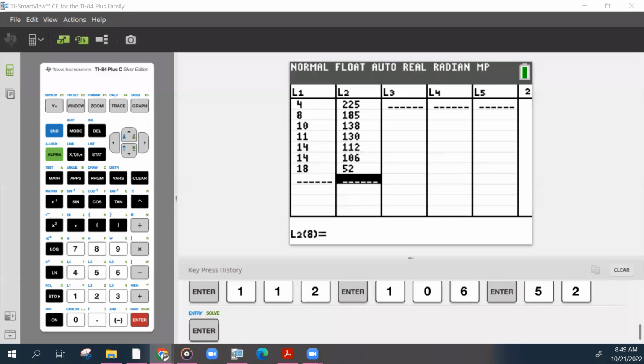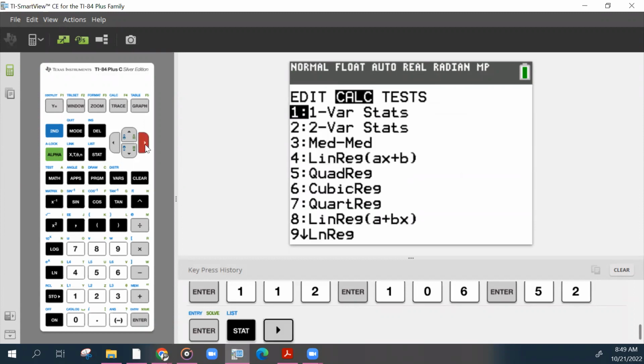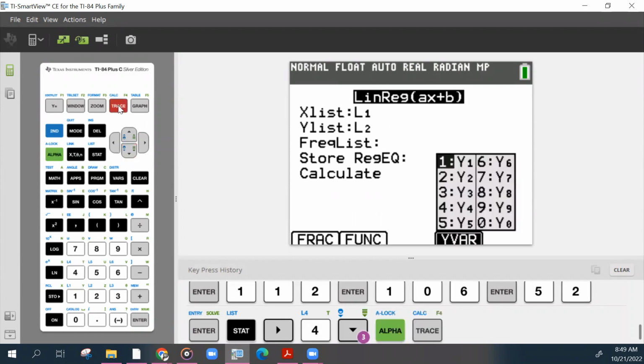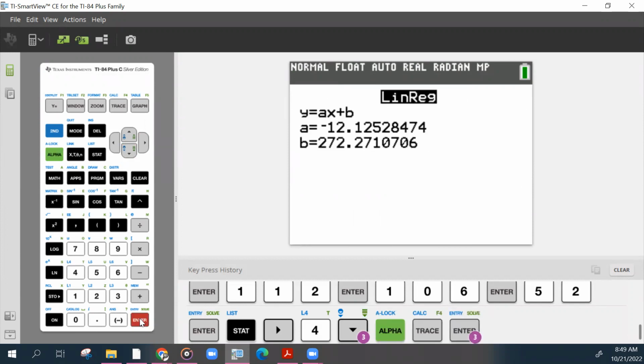Once you have that in, I'm gonna move on to the next step. So step 2 says go into stat. Scroll to the right to calculate. Go down to number 4, hit enter, or just hit 4. Scroll down to store regression equation. Hit alpha trace, and then enter. Look at your page of instructions, step 2.